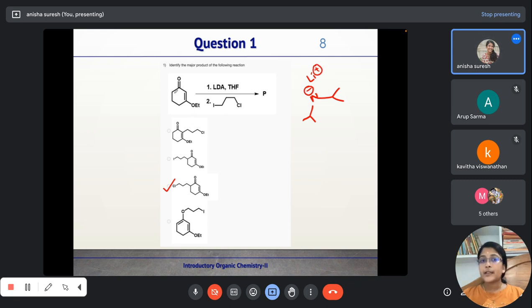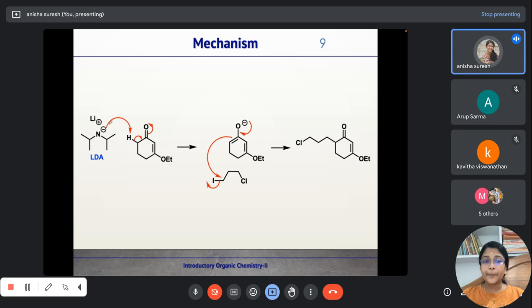LDA is the base. Here there is this proton, which is difficult to abstract, so this proton will be abstracted by LDA. It will lead to formation of enolate at this position. We will see the mechanism. LDA will be abstracting this proton, so this electron density will shift here. This C double bond will break, and this electron density will be shifted towards the oxygen. Then when the electron density on the oxygen falls down, this double bond will break and it will go and attack on this position.